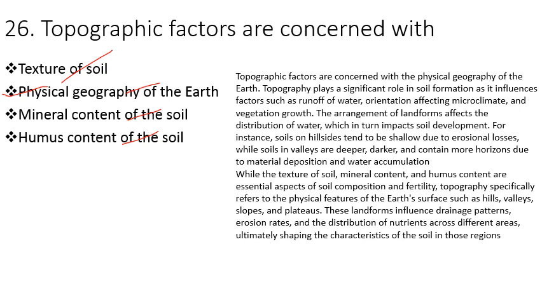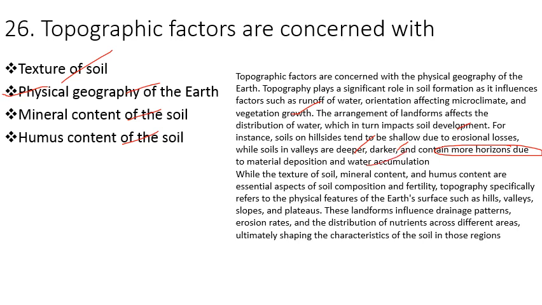Topography plays an important or significant role in soil formation and it influences factors such as runoff of water and orientation, affecting microclimate and vegetation growth. The arrangement of landforms affects the distribution of water, which in turn impacts soil development. For instance, soil on hillsides tends to be shallow due to erosional losses, while soil in valleys is deeper, darker, and contains more horizons due to material deposition and water accumulation.